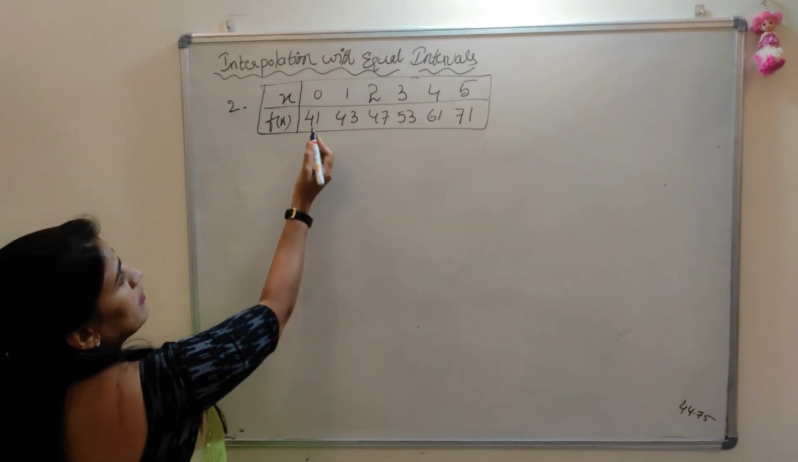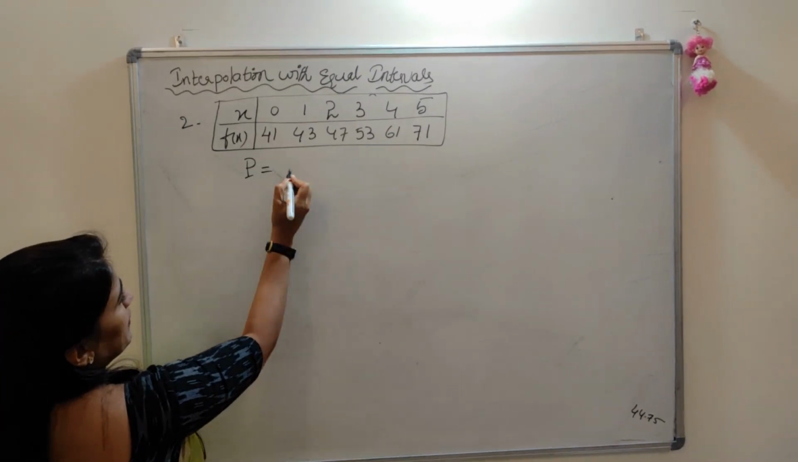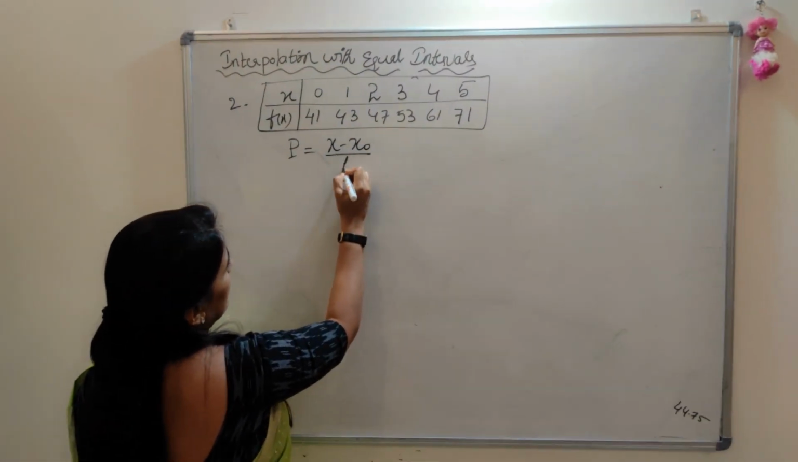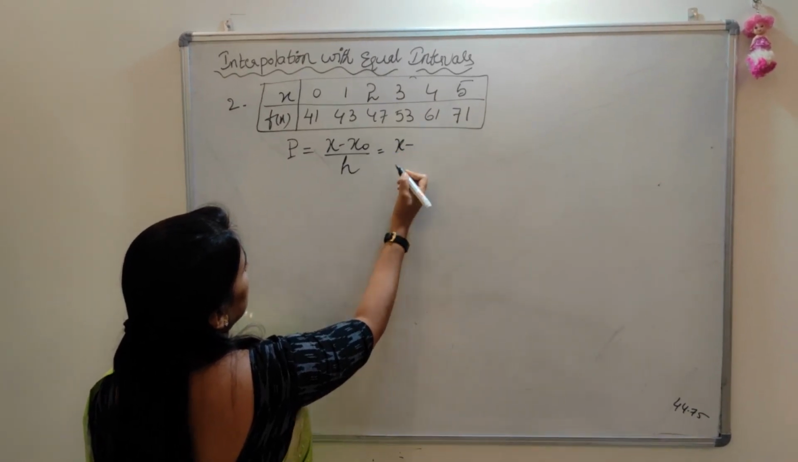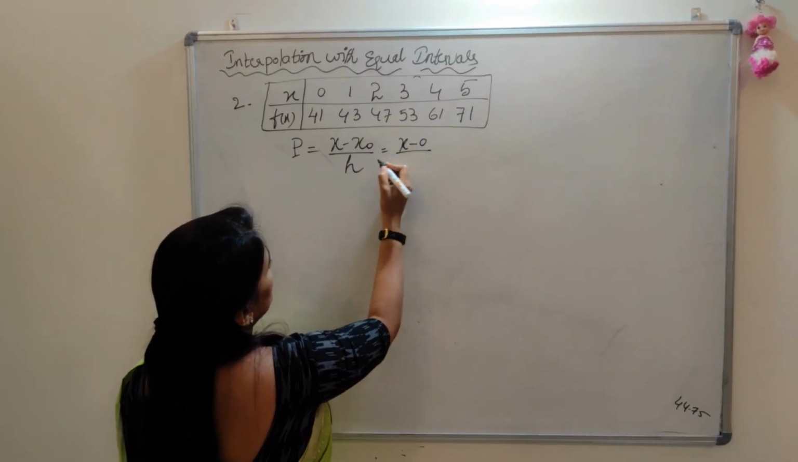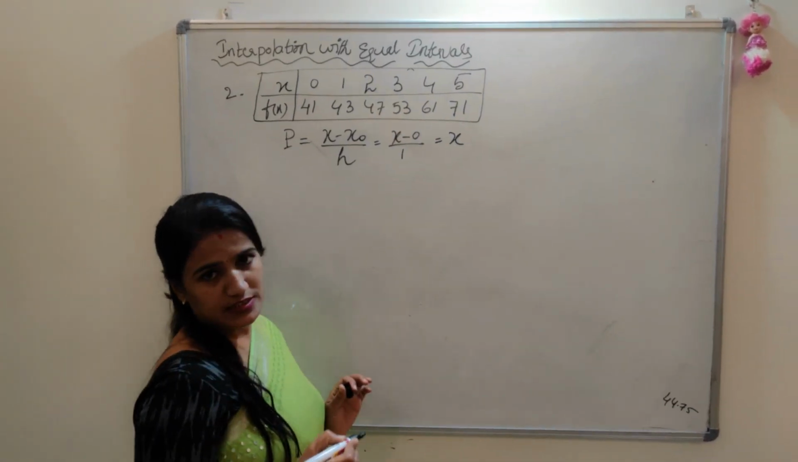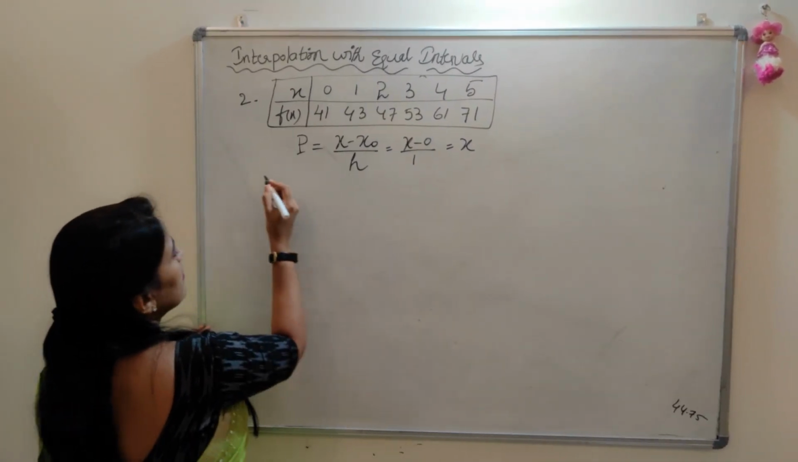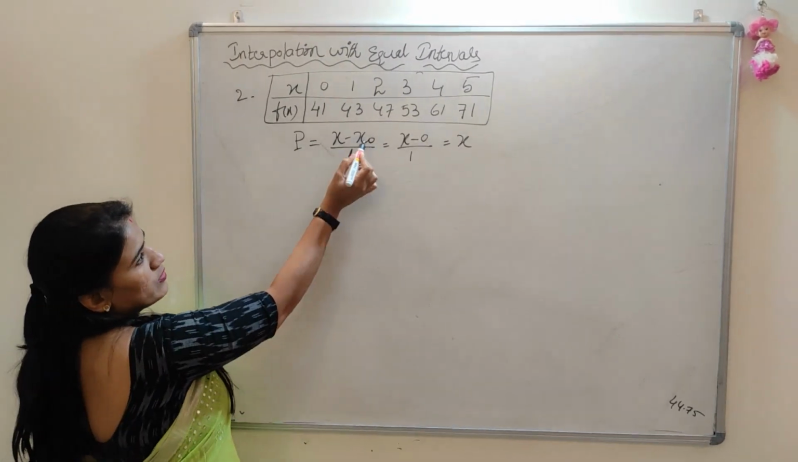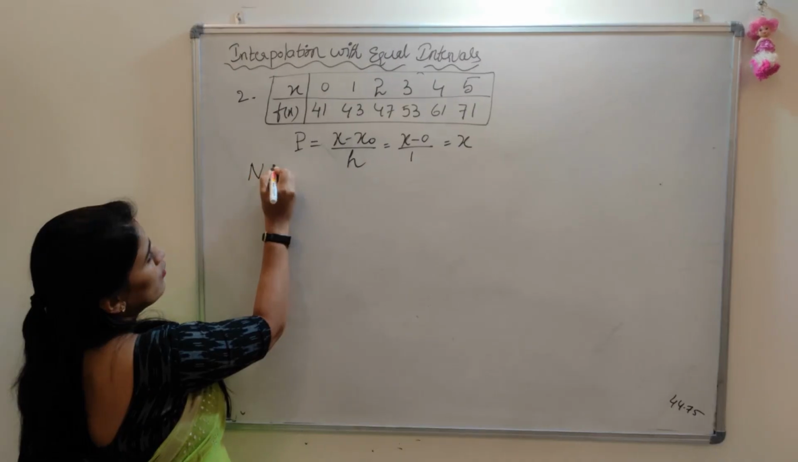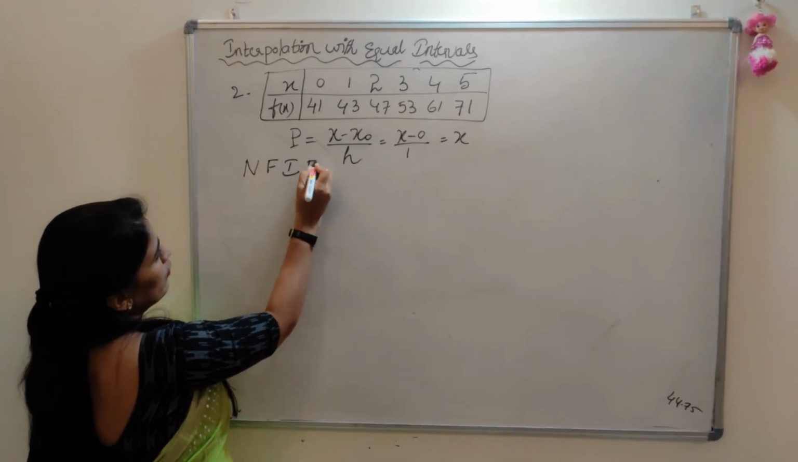So here first we need to calculate p. p is equal to x minus x naught by h. x minus x naught is x minus 0, and h, the common difference, is 1. So p is taken as x. You got p is x. So I'll use forward interpolation. That's what I have taken as x naught. Now I need to consider Newton's forward interpolation formula.